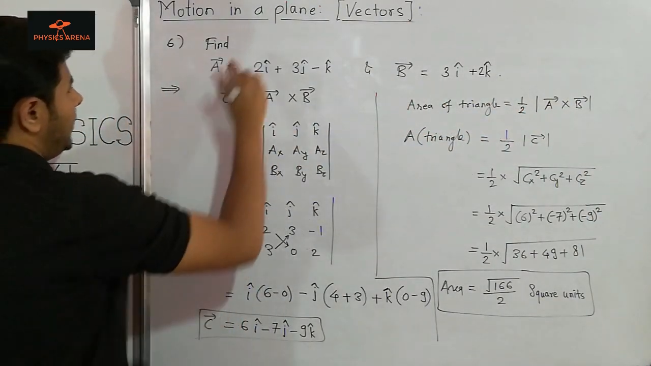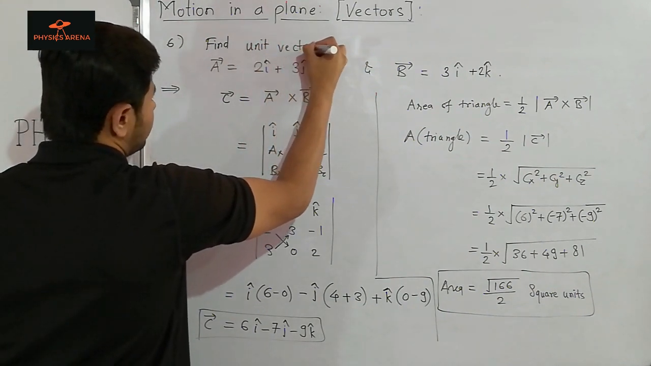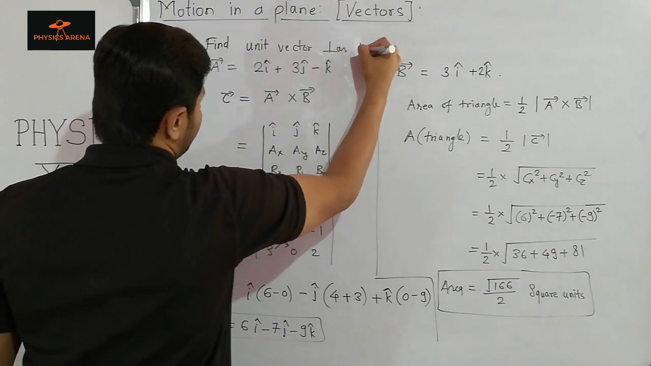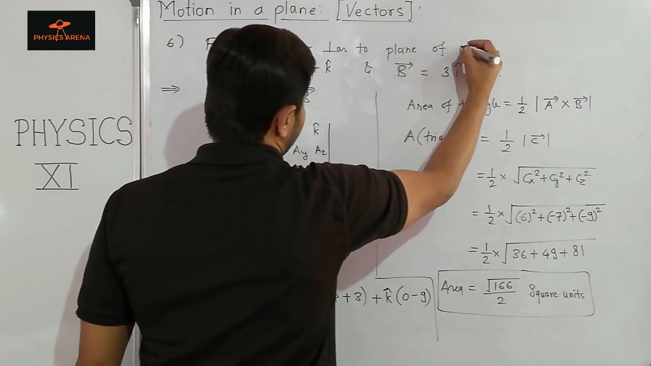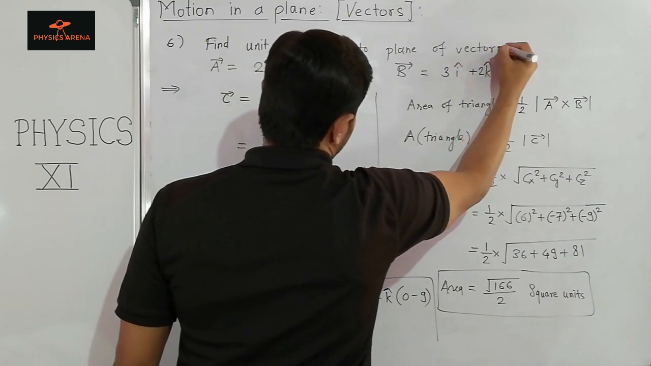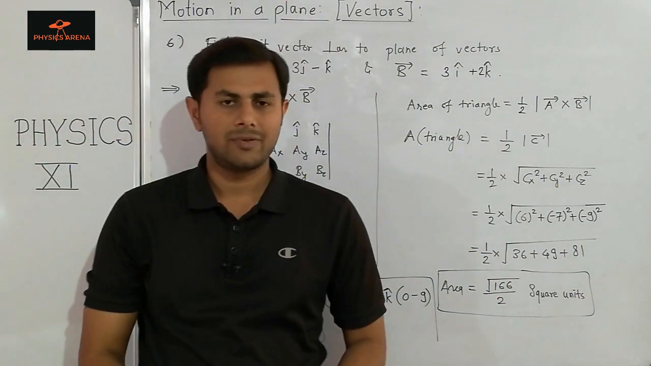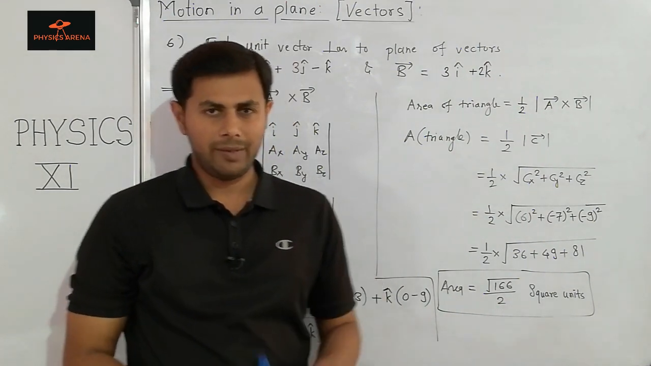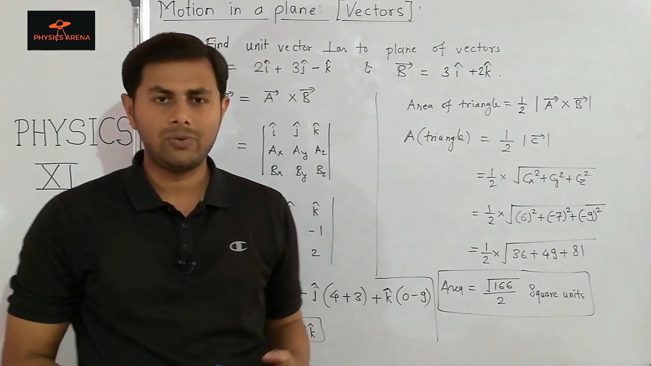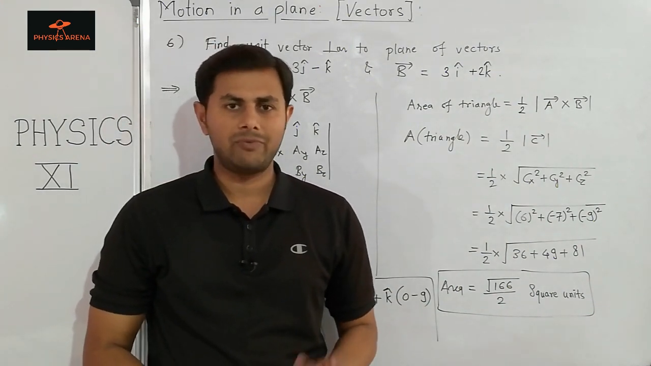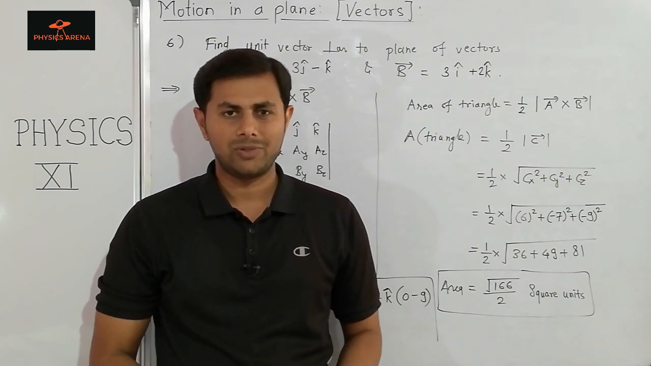So the question is now: find unit vector perpendicular to plane of vectors a bar and b bar. Okay, so now we have a bar, which is this, b bar, which is this, and we have to find a unit vector which will be perpendicular to a bar as well as b bar. So how do we find it?